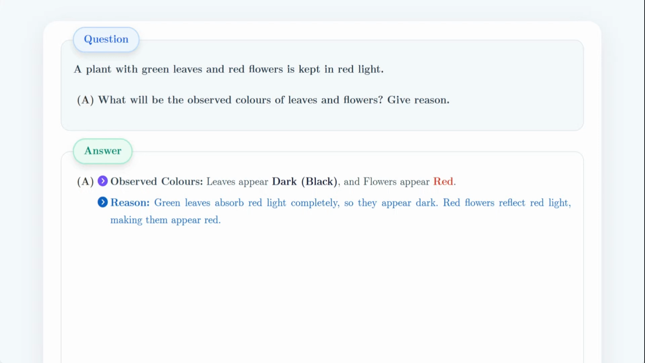Why does this happen? The color of an opaque object depends on the light it reflects. Green leaves are green because they reflect green light and absorb other colors. So, when only red light falls on them, they absorb it completely, reflecting nothing, which makes them look dark. On the other hand, red flowers reflect red light. Since the incident light is red, they reflect it perfectly and appear red.